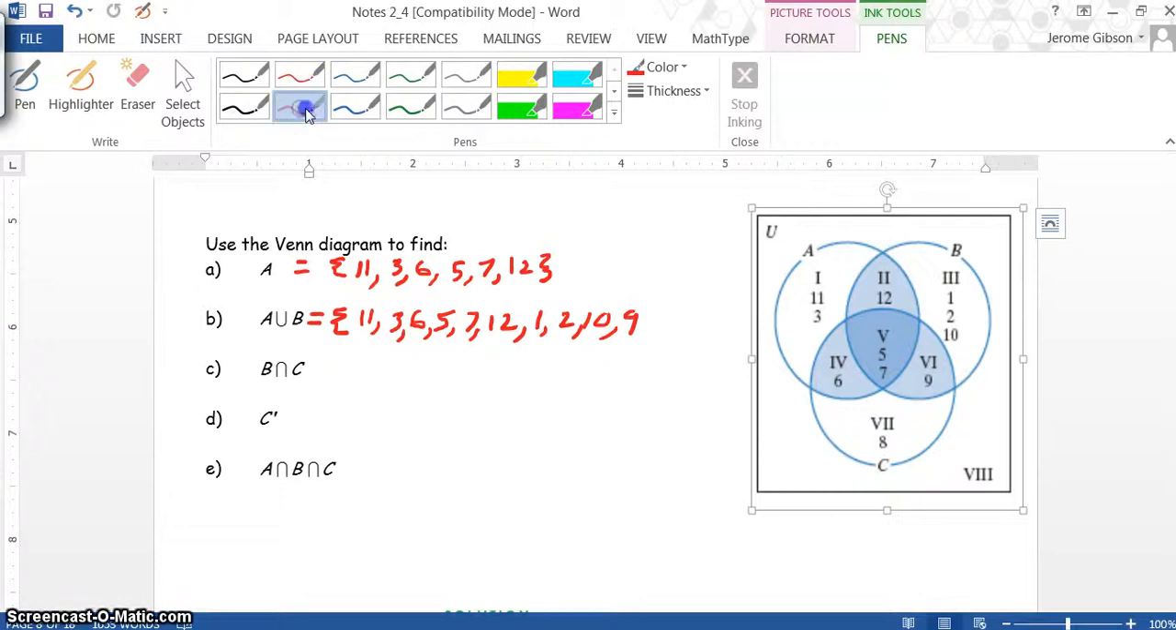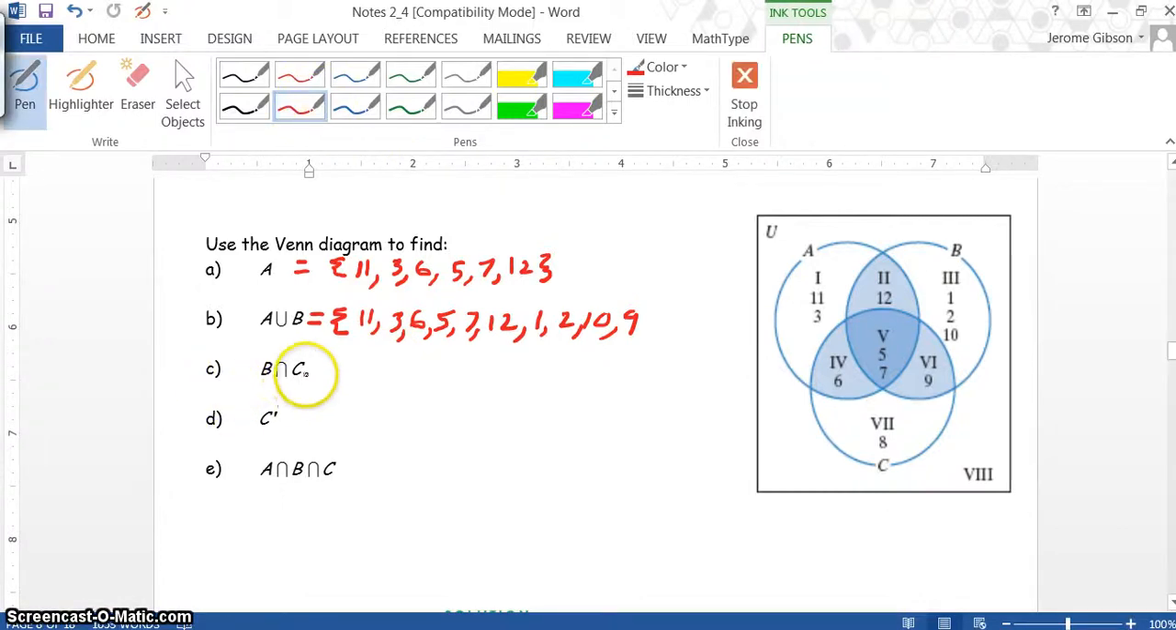Okay, class, picking up where we left off, we were at B intersects C. So what we would do is look at set B and set C, and we would look where they intersect. B and C actually intersect here. B intersects C intersects here and also here. So it'll be 5, 7, 9.